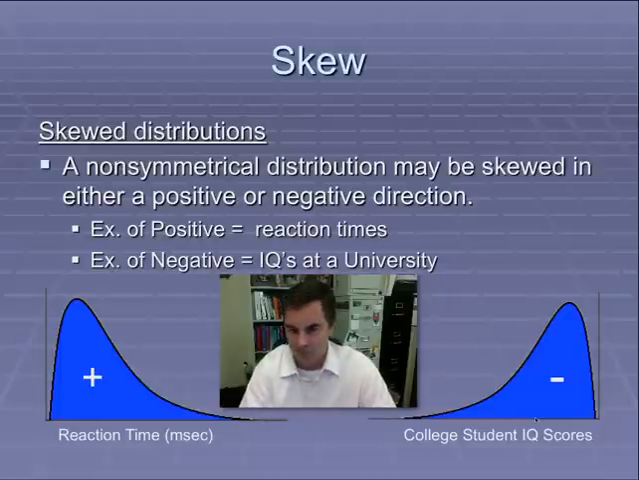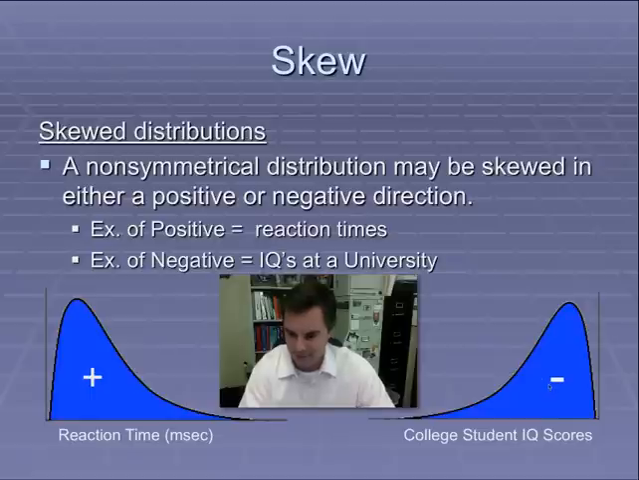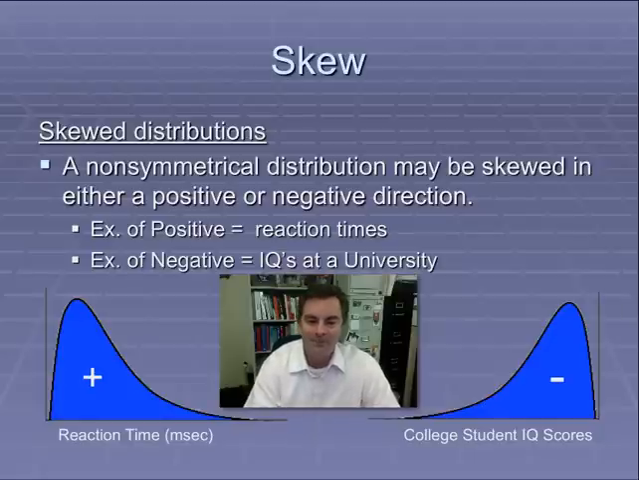They're much more likely to be up on the higher end. Colleges are full of nice, bright people like you. So it causes a skew in the distribution. Now again, positive and negative are not value judgments at all. It sounds like a good thing to be a member of a negatively skewed distribution, but it's not a bad thing. It's not a value judgment.